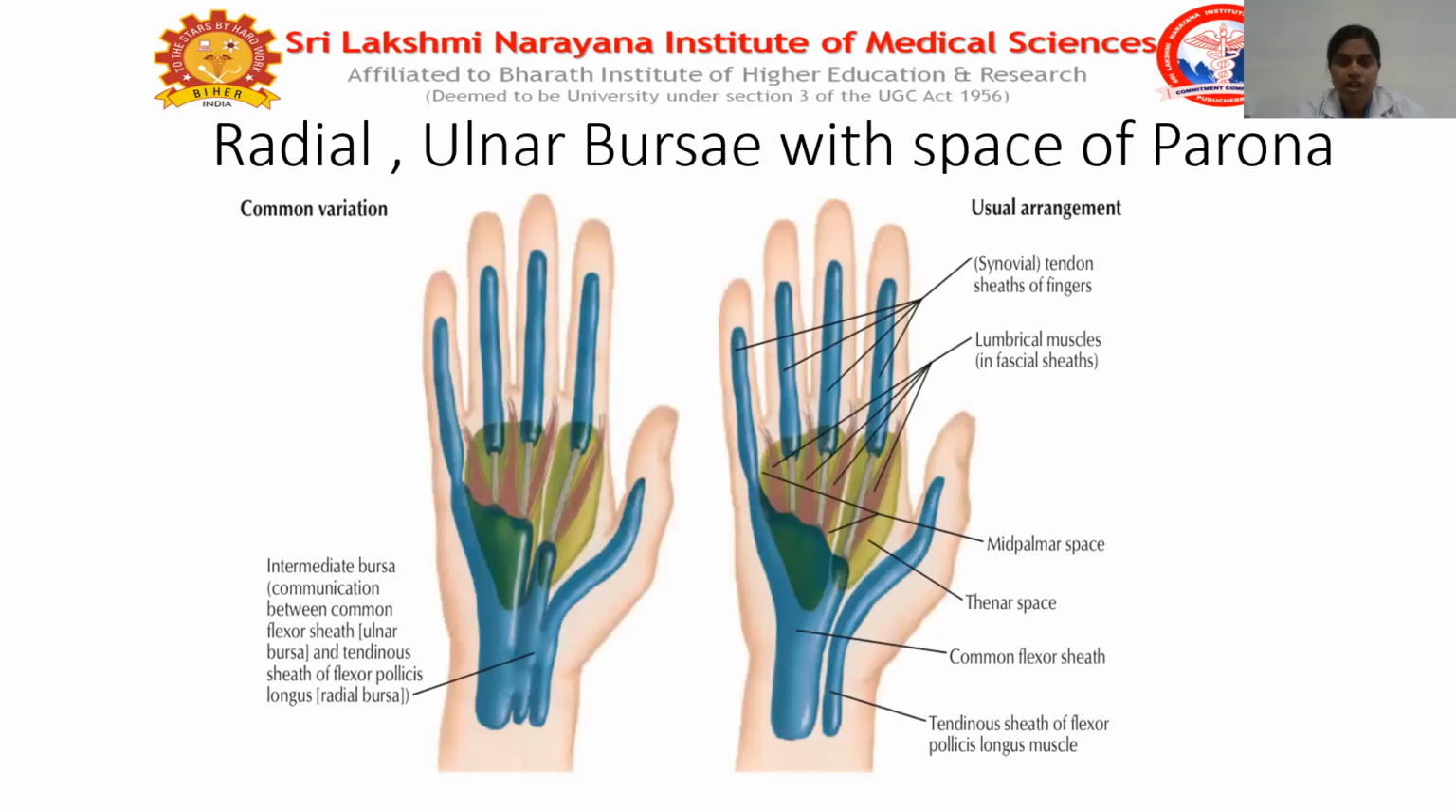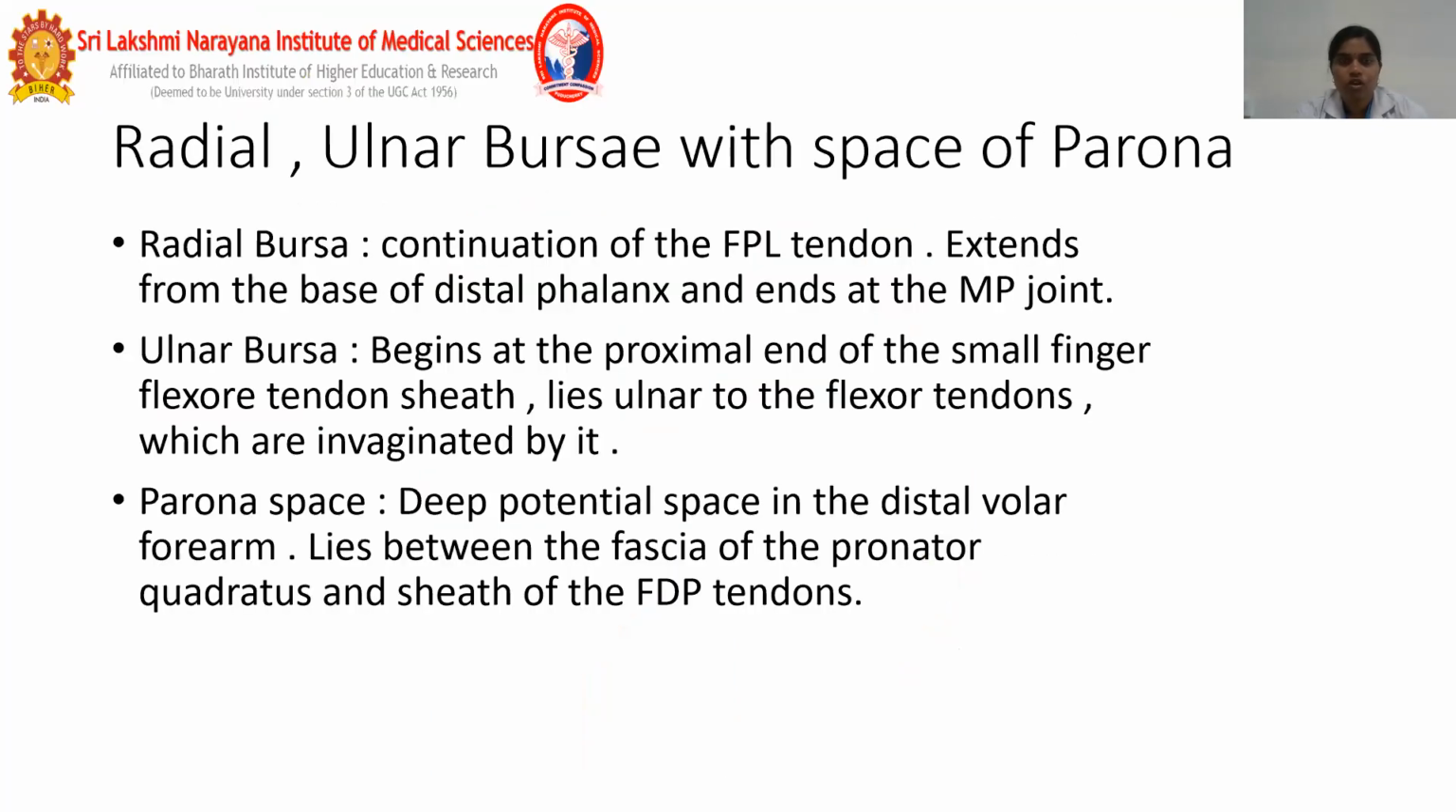The radial bursa and ulnar bursa extend proximally and communicate with the space of Parona. The radial bursa is a continuation of the flexor pollicis longus tendon sheath, extends from the base of the distal phalanx and ends at the metacarpal joint. The ulnar bursa begins at the proximal end of the small finger flexor tendon sheath and lies ulnar to the flexor tendons, which are invaginated by it. The space of Parona is a deep space in the distal volar forearm. It lies between the fascia of pronator quadratus and the sheath of the flexor digitorum profundus tendons.